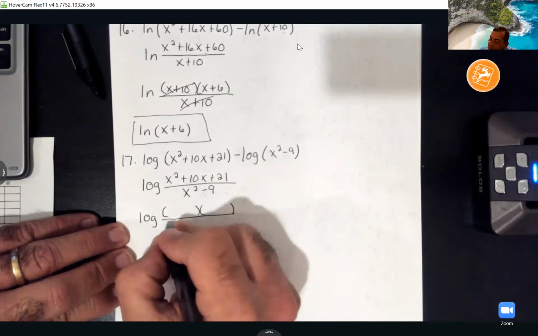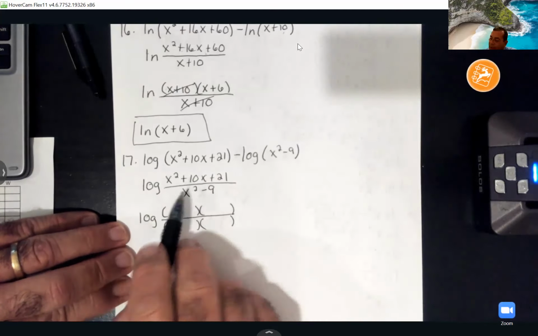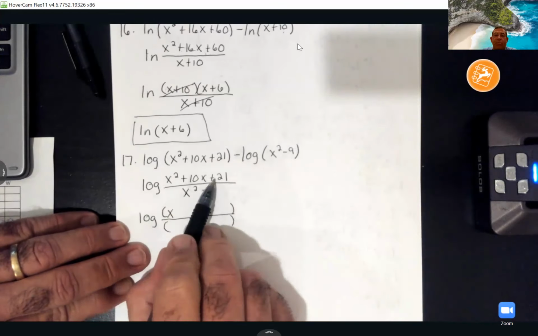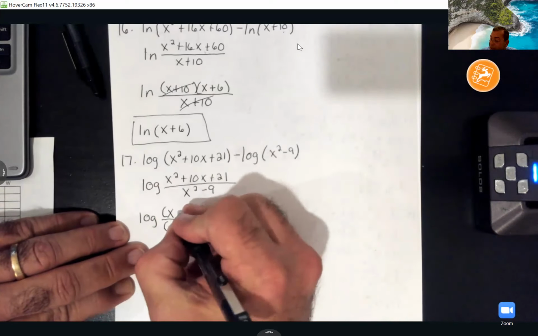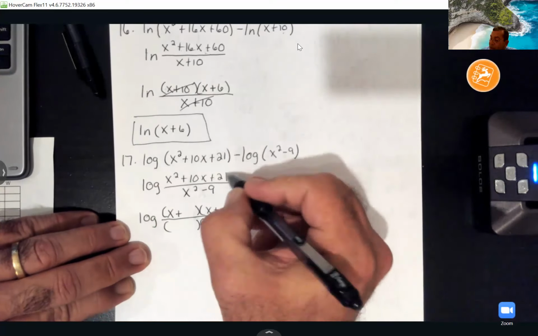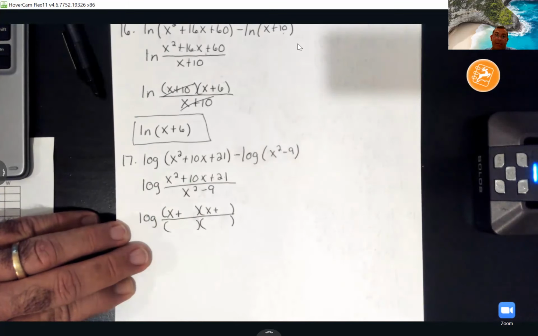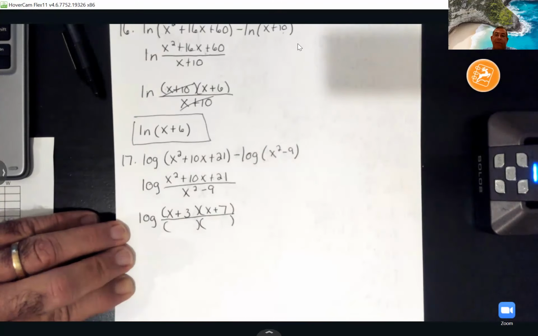And the bottom is perfect squares, so it's going to factor out. On top, I know I have an x and an x. That last one is positive, so both of these factors will be positive like that 10. Give me factors of 21 that add to get 10. 3 and 7.